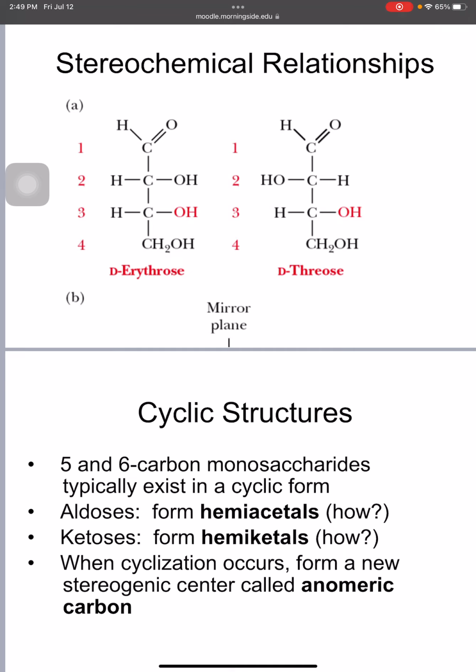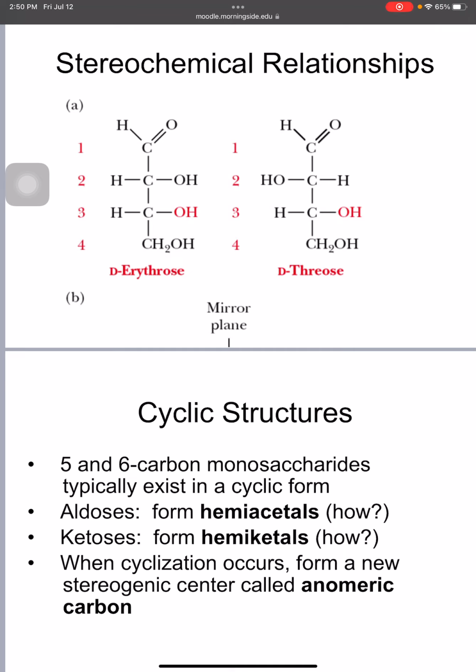Alright, so this is where we left off. We were talking about the structures of the different monosaccharides, right? And we can have varying lengths depending on how many carbons we have present. We can have aldoses, we can have ketoses.